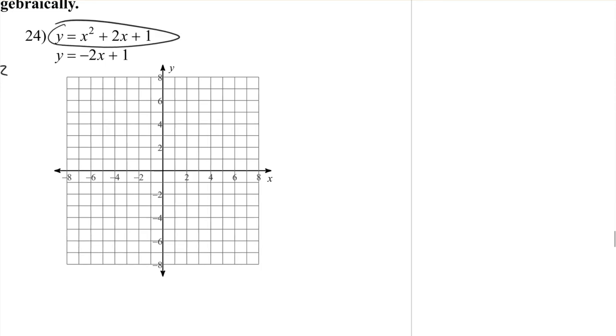What's half of 2? 1. 1 squared is 1, so this is a perfect square trinomial. So this would be y equals the quantity x plus 1 squared. So what does that mean? Our vertex is at negative 1, 0. If we plugged in a 0 for x, 1 squared is 1, so 0, 1, and negative 2, 1.